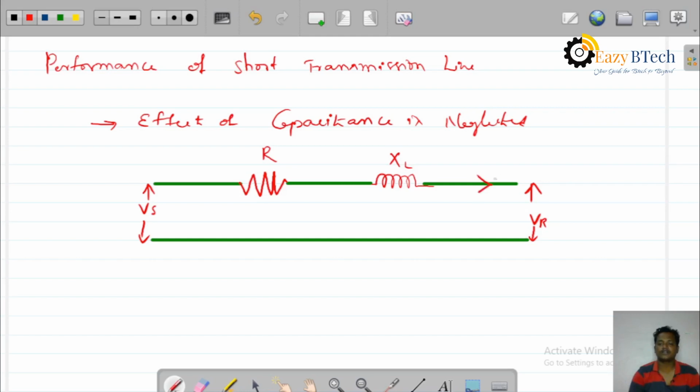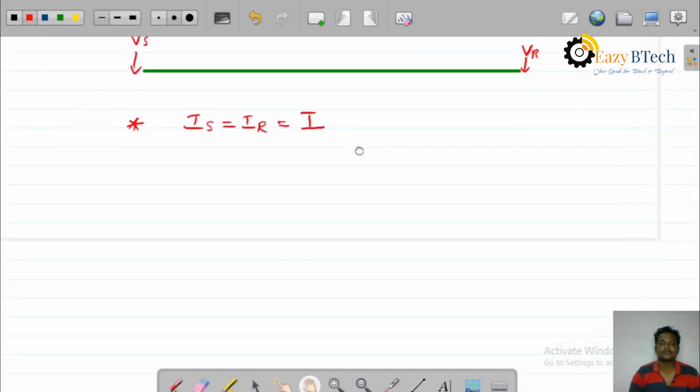Normally we represent the receiving end current as IR and the sending end current as IS. Here all the terms are in series, therefore the current is the same, so the sending end current equals the receiving end current in a short transmission line. I am representing both the currents with I in the notations. I means either the sending end current or the receiving end current. For these cases it is the same.